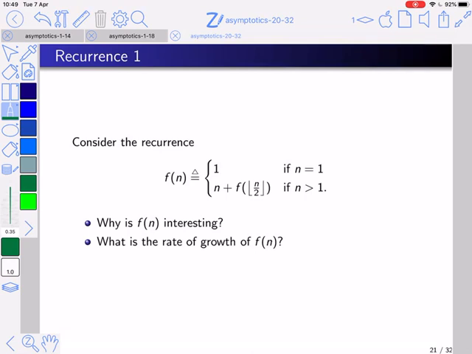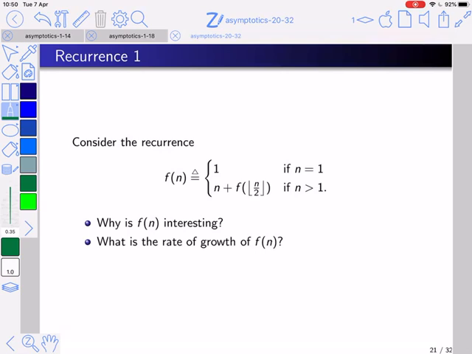In the first recurrence, f of n is defined recursively as follows. The base case is when n equals 1, f of n is defined to be 1, and the reduction rule, when n is greater than 1, is f of n equals n plus f of floor of n divided by 2. Now, notice that n might not be even, and therefore we round down the result of dividing n by 2.